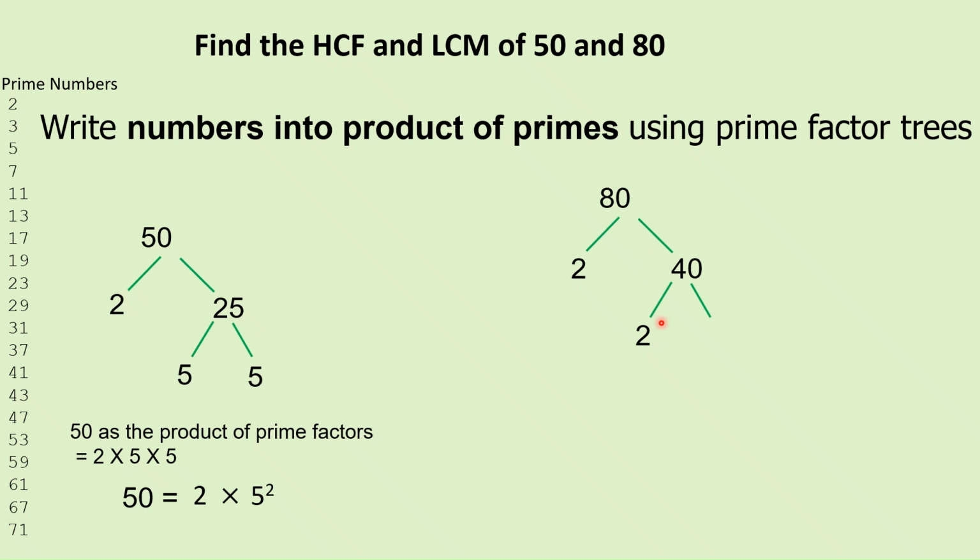And again, 2 is also a factor, and 2 goes into 40 20 times. And then 2 times 20 is 40. Let's break 20 into its prime numbers. Again, 2 is also a factor, so it's 2 multiplied by 10. And 2 multiplied by 10 is 20.